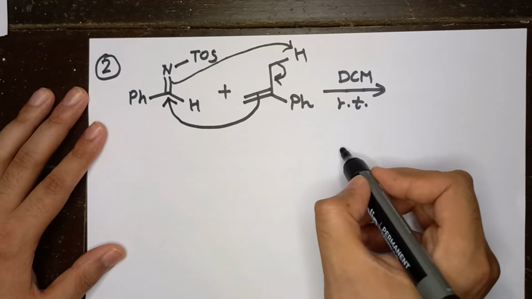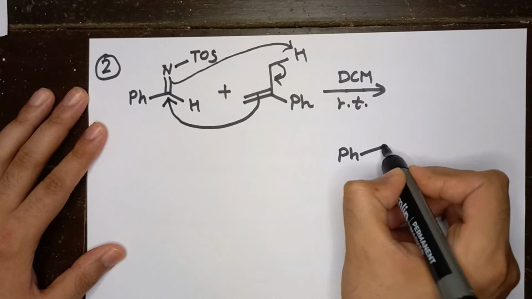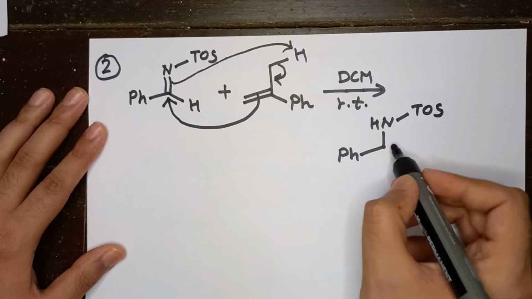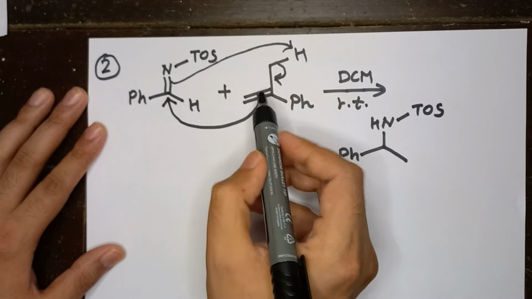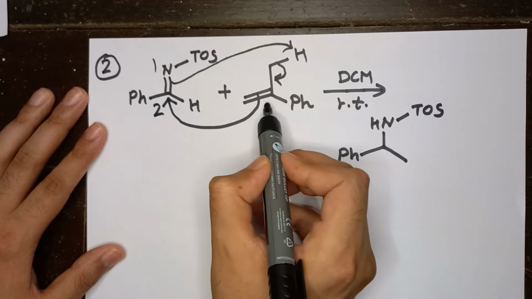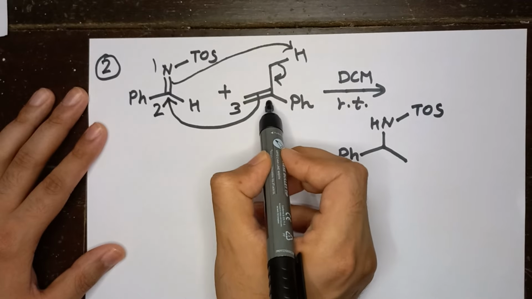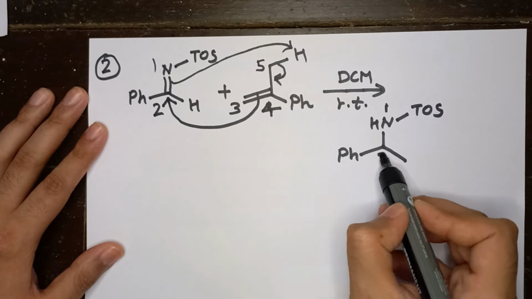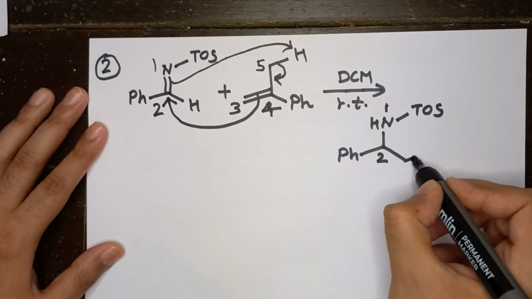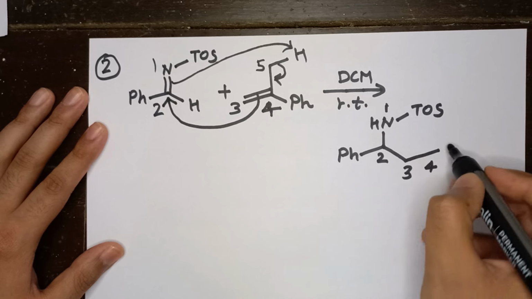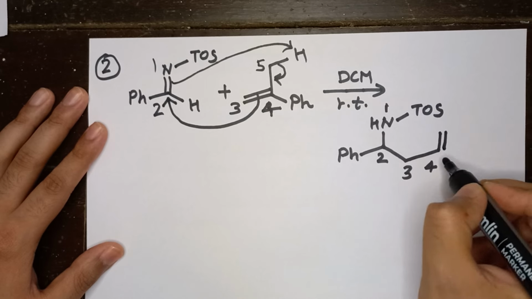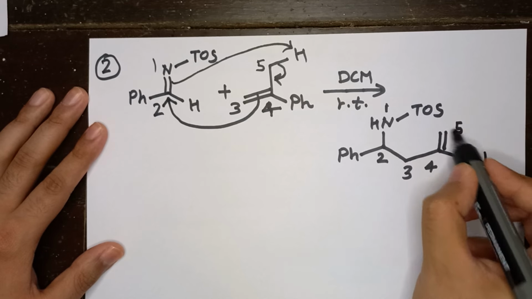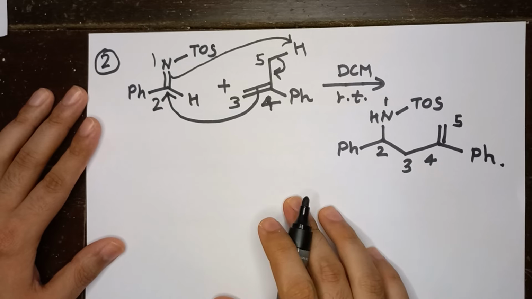So the product will be Ph singly bonded to NHOTs, and this is bonded with, let me number them, this is my 1, 2, 3, 4 and 5. This is my 1, 2 is bonded to 3, 3 is bonded to 4, 4 is bonded to 5 with a double bond, and 4 is containing one Ph group as well. So this is my product for this reaction.